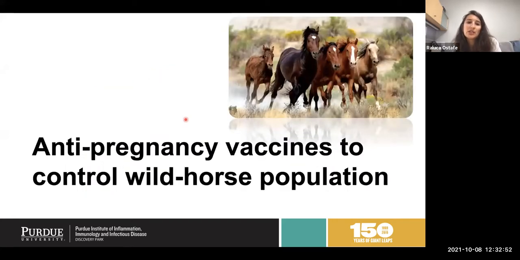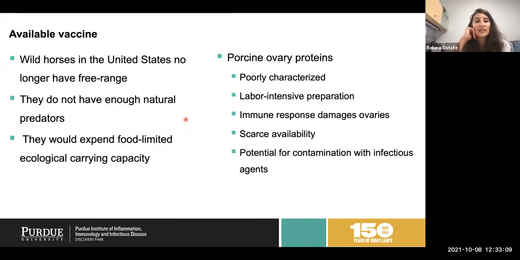Recently, we started a collaboration project with the veterinary school here at Purdue, and the Humane Society is interested in developing an anti-pregnancy vaccine for control of wild horse populations. Apparently the wild horses in the US are actually no longer really free range. They are confined in specific areas, in reservations. And since they no longer have enough of their natural predators, they could expand if they are not controlled, and they pose an ecological problem.